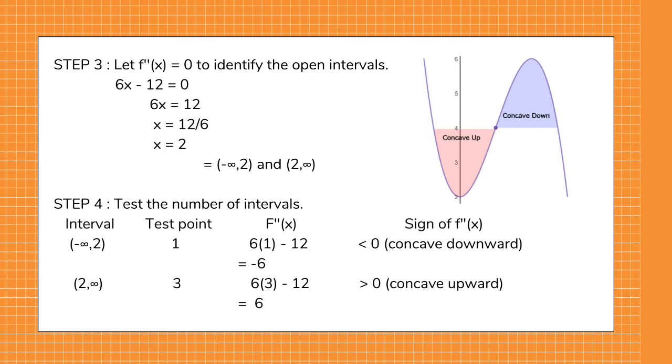And for the last step, we need to test a number in each interval. We can choose any number as long as it fits the interval. For the first interval, we use test point 1 and substitute it into the second derivative function and we got negative 6, while for interval 2 to infinity, we got 6. It means that the interval negative infinity to 2 is concave downward because it is less than 0, and for 2 to infinity, concave upward because it is more than 0.